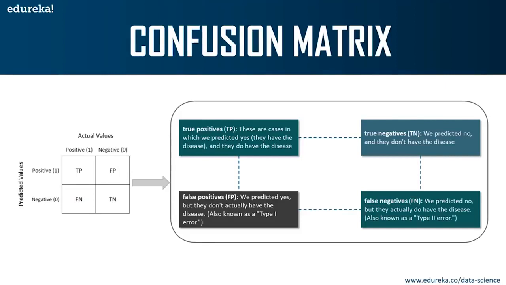So, guys, basically, false negatives and true negatives are basically correct classifications. All right. So this was the confusion matrix, and I hope this concept is clear.